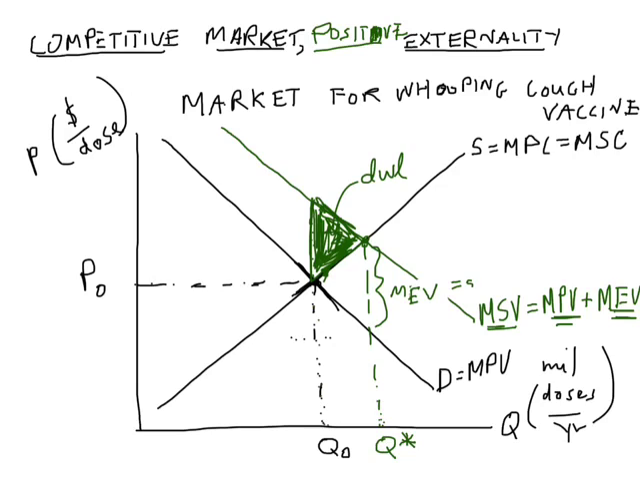If we subsidize the vaccine, well then we move this private demand curve to be the same as the social demand curve, because we're willing to pay whatever we have to out of pocket, but then we're going to get that subsidy. That's going to kick up our willingness to pay, and a subsidy can move the market to the optimal amount.